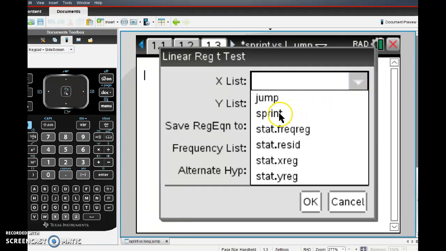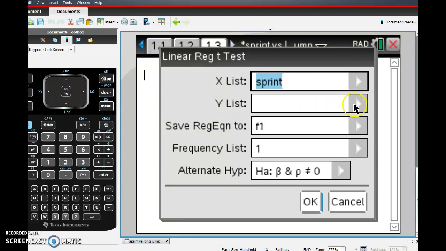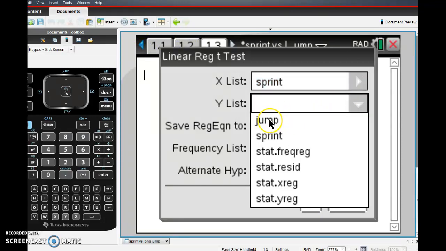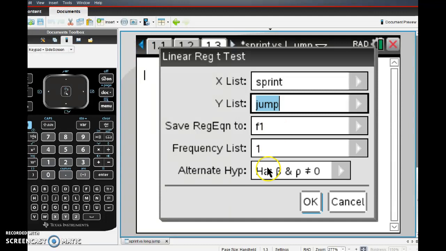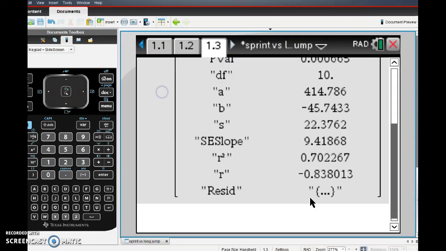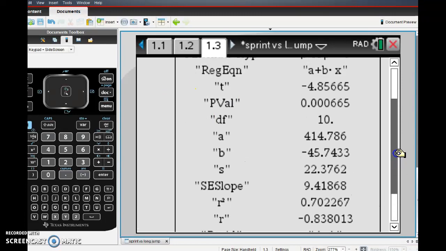Let's put in our x values, our x list, which is sprint. Let's put in our jump heights, jump distances. Then just leave these things alone. This is going to be for a later time. And go to OK. And it spits out some computer output.